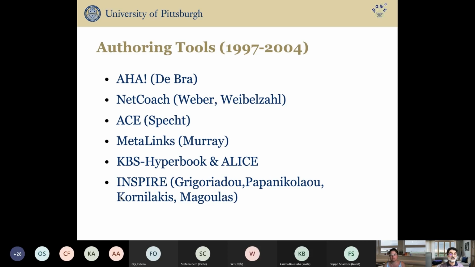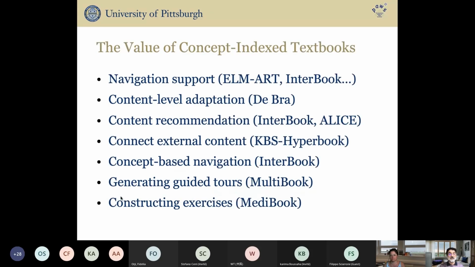And new systems have been introduced from the very beginning as platforms. Since the conference is in Athens, it's really nice to celebrate one of the really great early systems of web-based hypertext, which is INSPIRE, developed by Grigoriadou, Papanikolaou, Kornilakis, and Magoulas. I don't know if anyone in the audience cheers. It's one of the most influential adaptive hypermedia textbooks by citation, with a lot of really nice features.